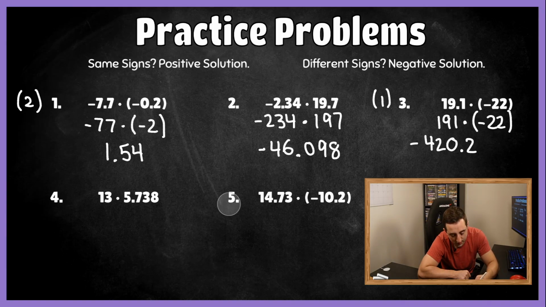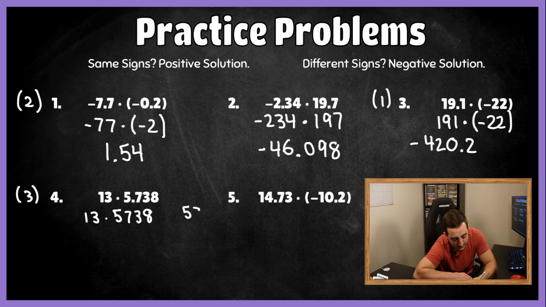So hopefully you are 3 for 3 right now going into the final 2. So we have same signs, positive solution. There are 3 numbers behind the decimal point. So let's go ahead and put that to the side here and then rewrite it without the decimal point. So 13 times 5,738, and then we can go ahead and multiply these. So 5,738 times 13.